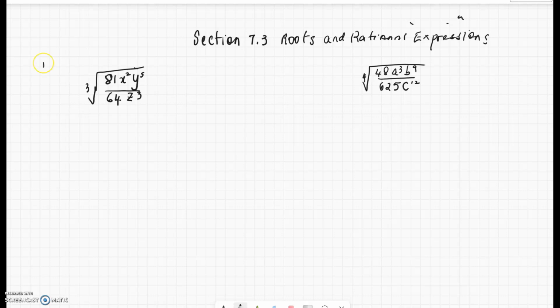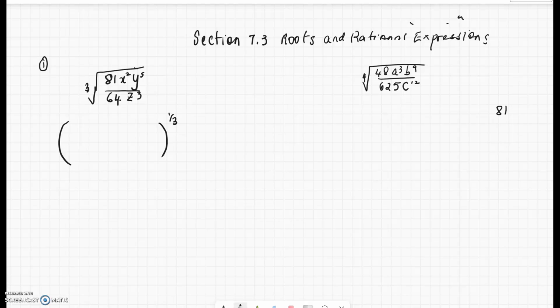We have more of the same type of problem. So let's look at the first one. This is the cube root of, and now we have a numerator and a denominator. So cube root would mean to the power of 1/3.